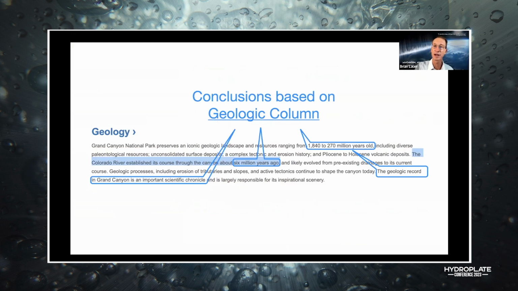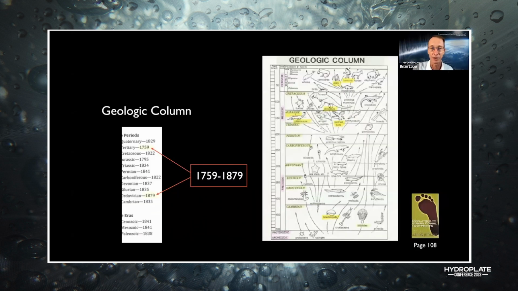Yeah, now this is their conclusions. It's all based on the geologic column. So let's take a look at that geologic column. It was finalized in 1879. This is before radiometric dating. They had all the layers there, and they had them all named in 1879. This is horse and buggy technology. You know what they invented in 1879?